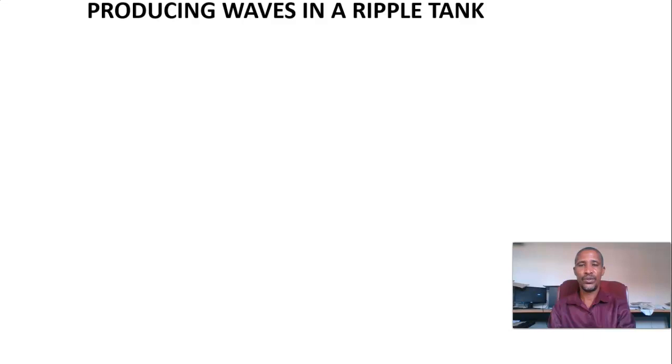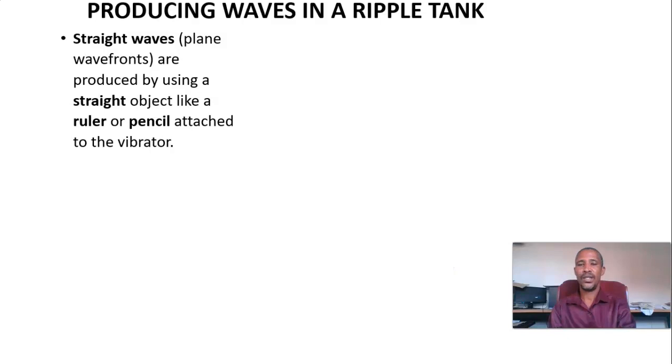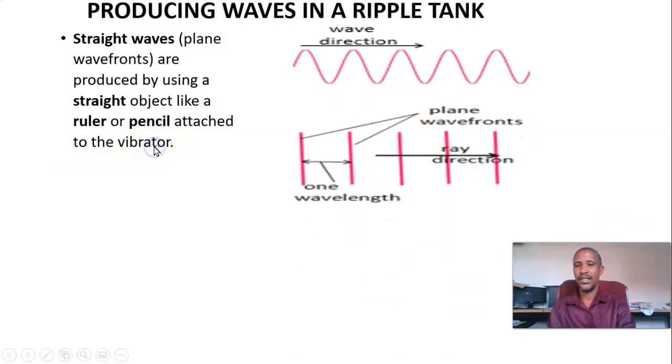We continue by how a ripple tank produces waves. Now, in a ripple tank, you can produce straight waves, which have plane wavefronts, straight vertical lines, and they are produced by using straight objects like a ruler or a pencil attached to the vibrator. And this is an example of the straight waves. These are the straight parallel lines we're talking about.